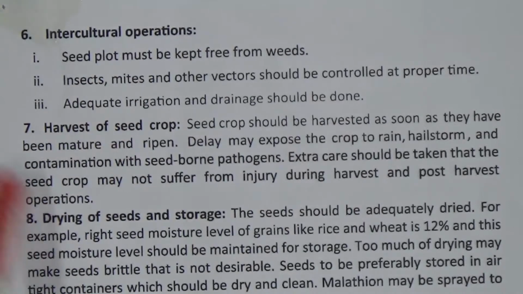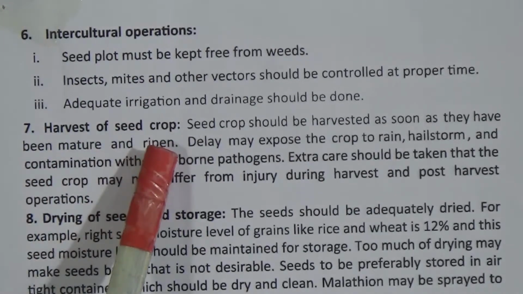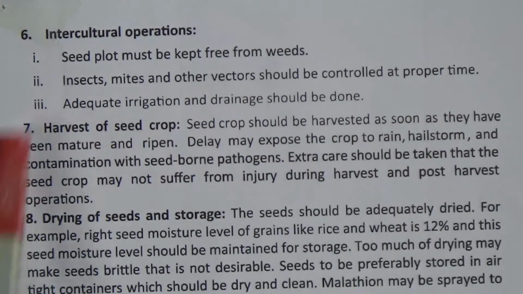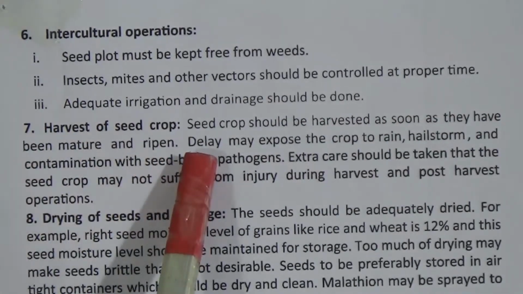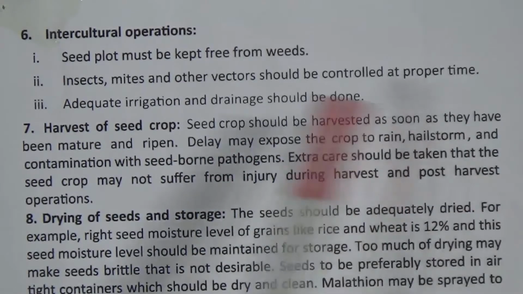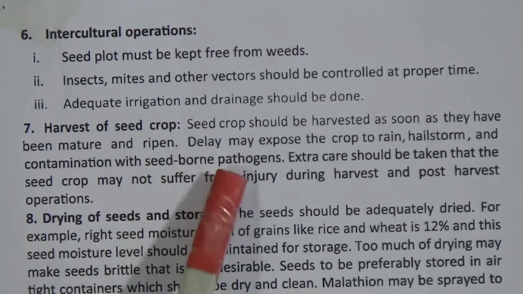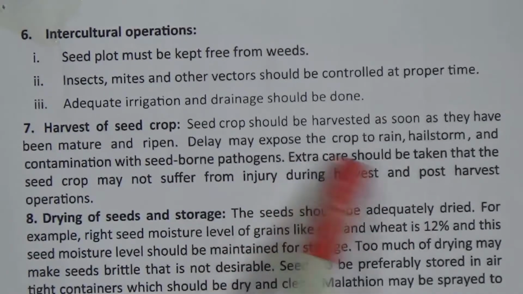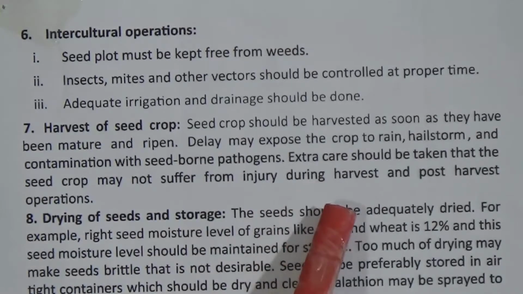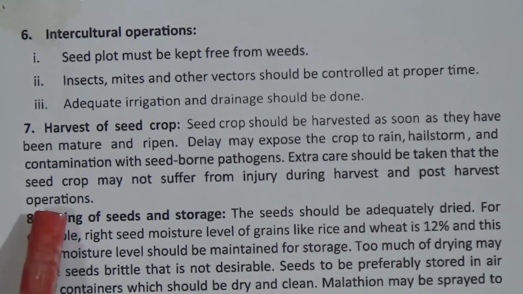Number 7. Harvest of seed crop. The seed crop should be harvested as soon as it has matured and ripened. Delay may expose the crop to rain, hailstorm and contamination with seed-borne pathogens. Extra care should be taken that the seed crop does not suffer injury during harvest and post-harvest operations.